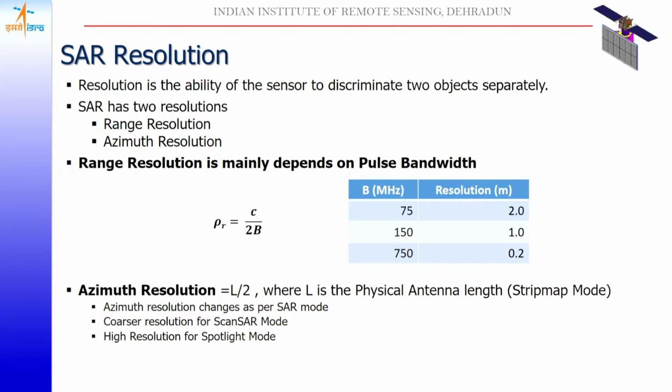So the higher the bandwidth, the smaller the value of rho r, which is the range resolution. We can say we have a high resolution because the number is small, so we can detect a very small object, or we can get a very high resolution image. So if you want smaller object detection, then we have to use the higher bandwidth, and the higher bandwidth is actually available in the X band. So we will use the X band for small feature detection.